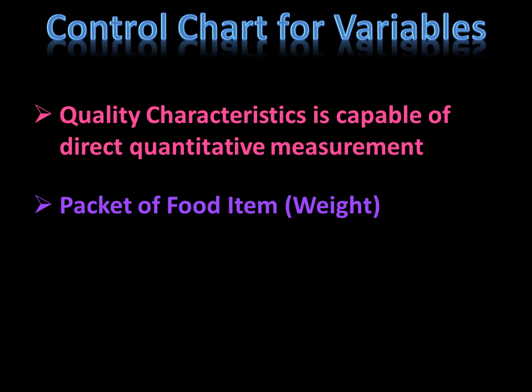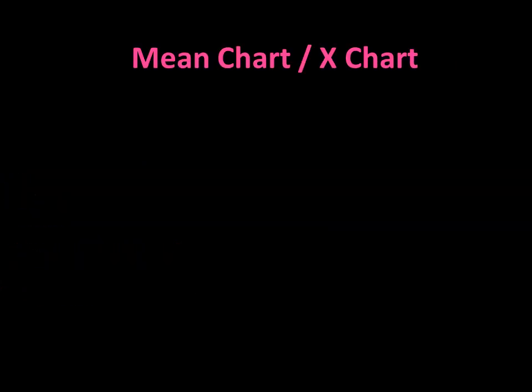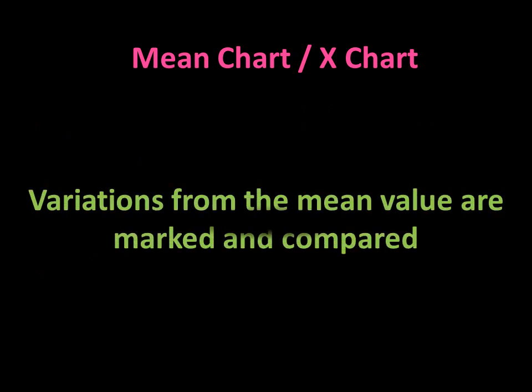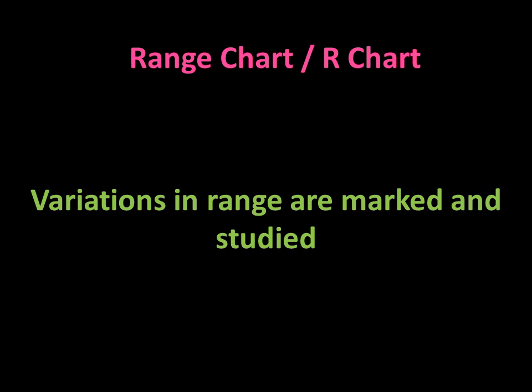Two types of charts can be prepared under charts for variables. The first one is mean chart and the second one is range chart. Mean chart, which is popularly known as X bar chart, is used to measure and compare variations from the mean value of the observations or samples. Range chart, which is popularly known as R chart. Here, variations in range, meaning the difference between highest and lowest values of observations, are studied.